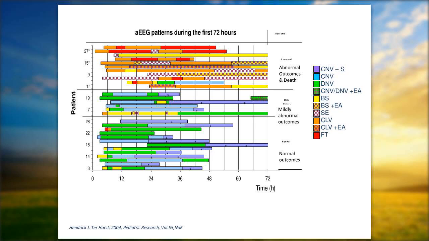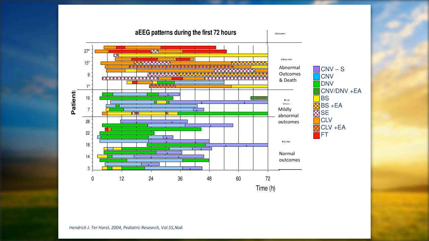So many people still wonder, what do we do now that we're in this cooling era, and do these numbers really fly? So you can see that the kids who did the best had a return of a normal pattern somewhere around 24 to 36 hours. So that used to be our cutoff. We used to say, these kids need to have a better tracing by 36 hours, or we're going to have more suspicion for long-term issues.